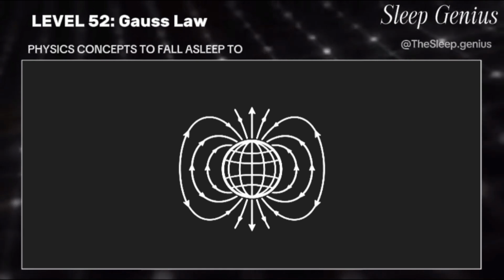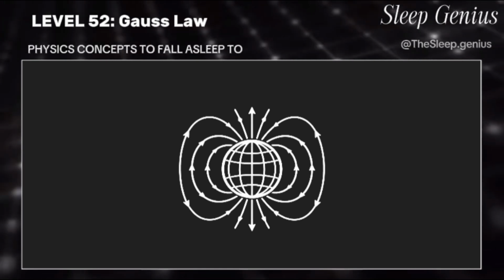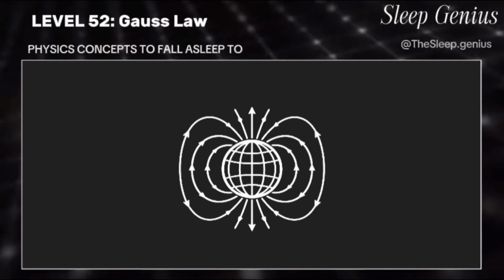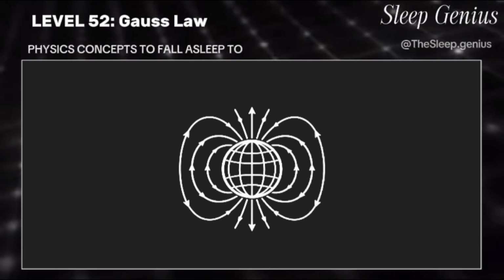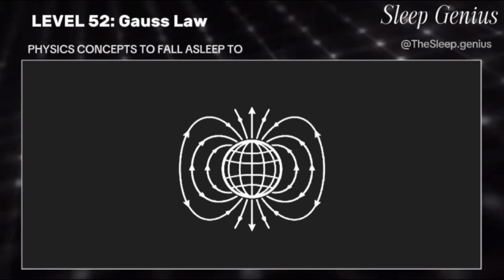Spherical symmetry leads to uniform flux distribution. Repetition of these rules allows predictions in multiple scenarios. Gauss' law reveals the deep connection between charge and field. It teaches that simple principles can explain complex behaviors. It is a guiding tool for solving electric field problems and understanding nature at both small and large scales.